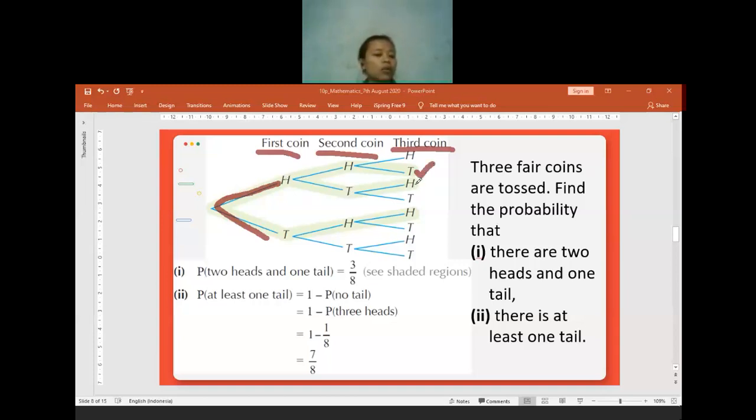So it means there are 2 heads and 1 tail. This is head, tail, tail, so 2 tails and 1 head. So it is no. This is tail, head, head: 1 tail, 2 heads. So it is okay.